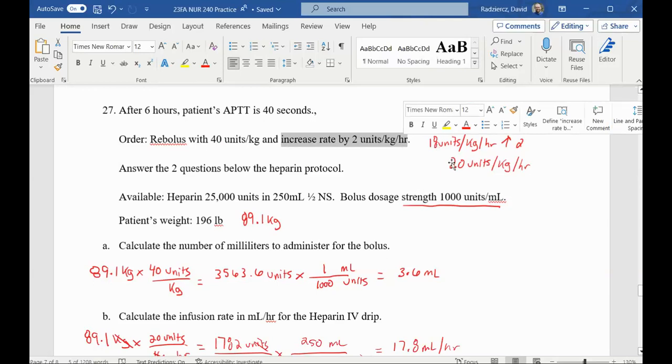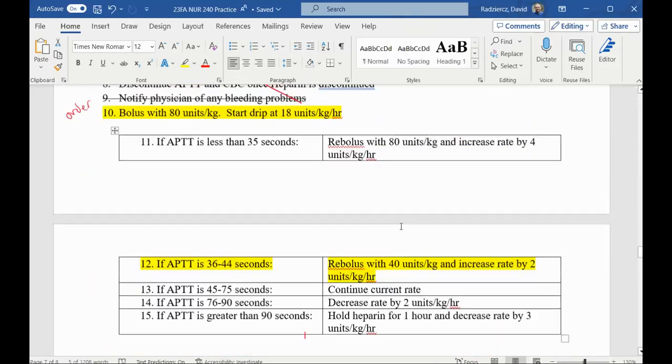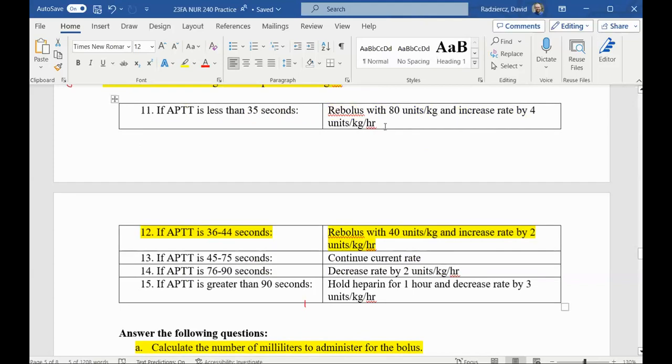Oh, okay, got it. And then on your test, the way it will probably be presented is like this, where you're seeing all these little subsets here. So you just follow what it says to do in the particular thing. So if it tells you 40 seconds, if it tells you 50 seconds, if it tells you 80 seconds, you just do what it says to do in these things. Okay. Good question. Thank you. You're welcome.